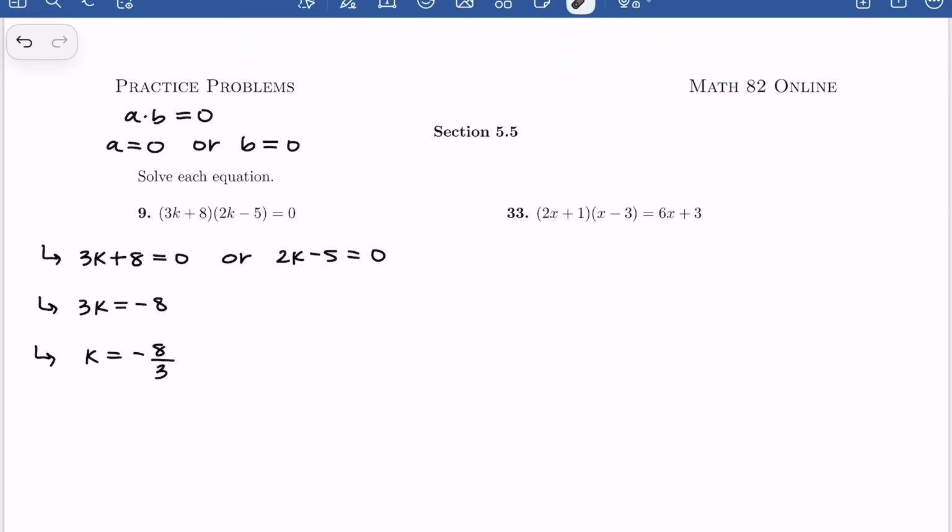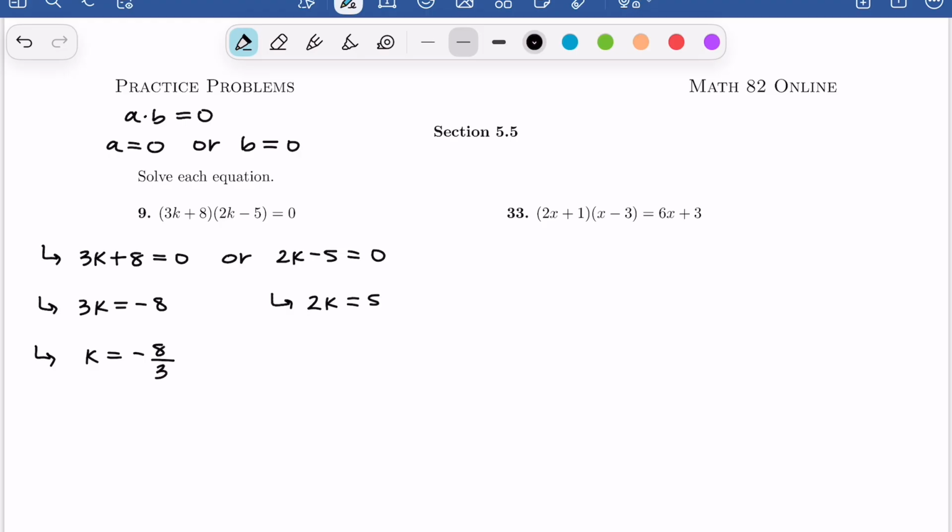Doing the same thing to our other equation here, we again want to solve for this variable k. We're going to start off with adding 5 to both sides of our equation. We're going to get that 2k is equal to 5. And lastly, to completely isolate our variable, we're going to divide both sides of our equation by 2.